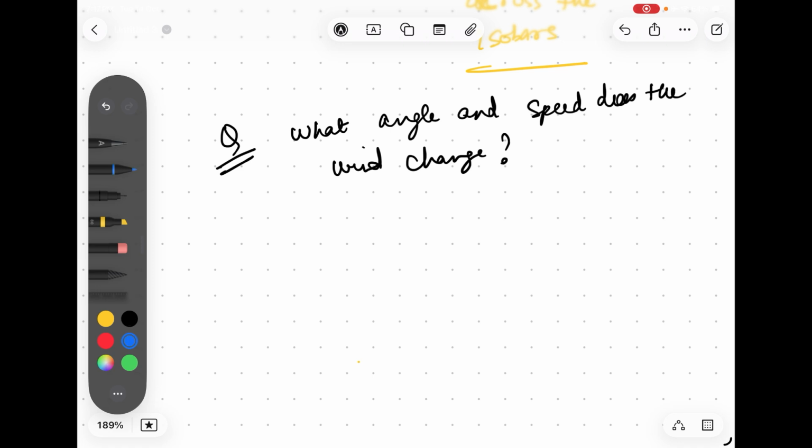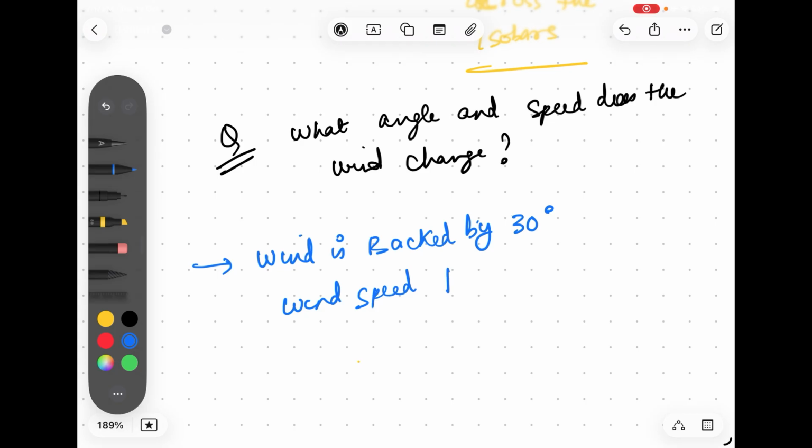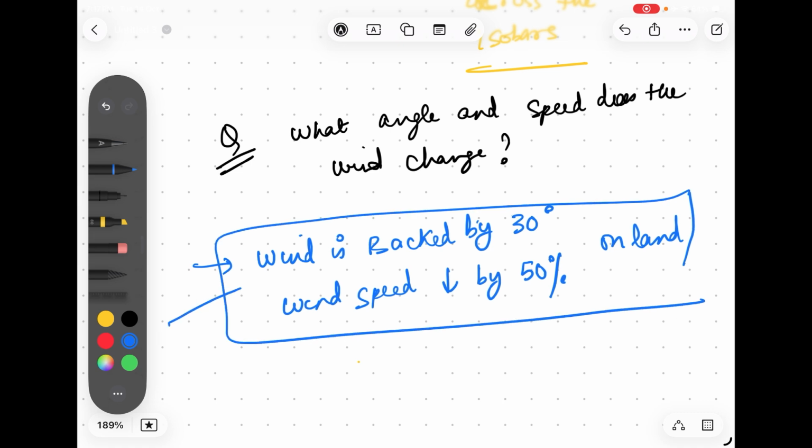Okay, so the answer to this is, on land there are trees, mountains, hills, cars moving, buildings, so there's a lot of friction. So the speed would decrease at a higher rate. So when the wind is backed by 30 degrees, the wind speed decreases by 50% on land. Okay, this is one.